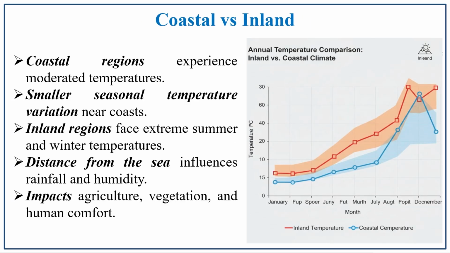Coastal versus inland region. We have discussed this earlier in continentality, that is the coastal region receives moderate temperature, and there is a smaller seasonal temperature variation near the coast. The inland region faces extreme summer and winter temperatures. Distance from the sea influences both the rainfall and humidity, which in turn impact agriculture, vegetation and human comfort.